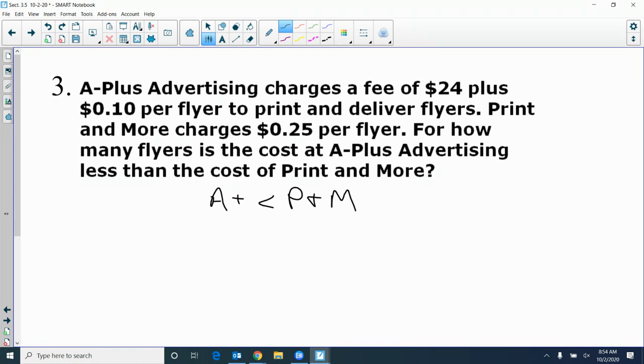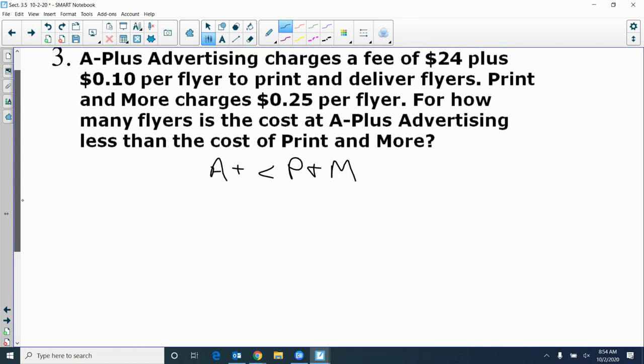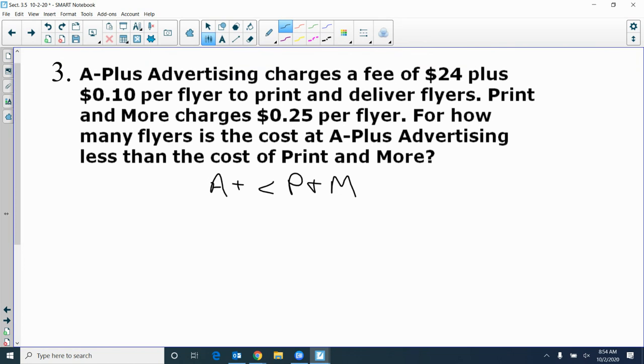All right, Jay Lee, you think you got anything set up? No? I know you want to try, so I'll let you keep going here. Okay, I don't think you'd give up that easy. So let's take a look at A Plus. It says a fee of $24 plus 10 cents per flyer, right? How can I set that up?